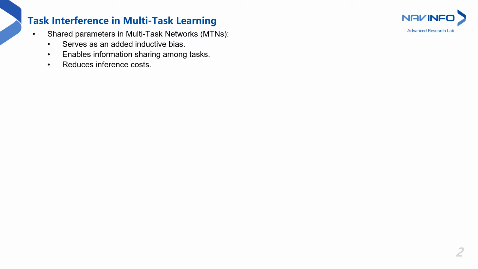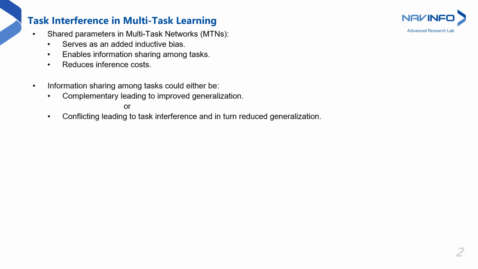In multitask learning, the parameter shared between all tasks serves as an inductive bias that enables information sharing among tasks. Since tasks share parameters, the inference costs are also reduced. Tasks could either share complementary information or conflicting information. When the shared information is complementary, tasks can improve each other and lead to generalization gains. On the other hand, if the shared information is conflicting, tasks would interfere with each other, leading to drop in generalization.